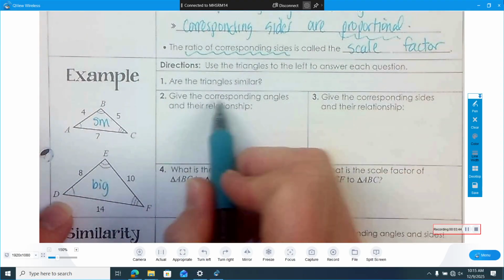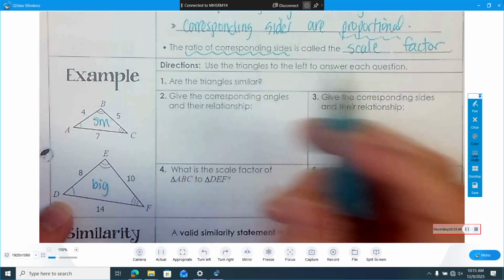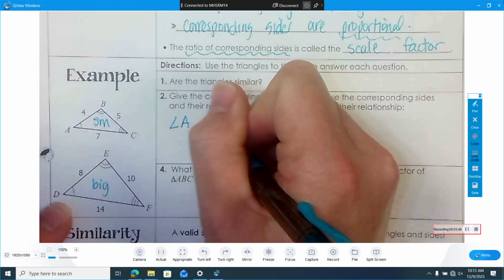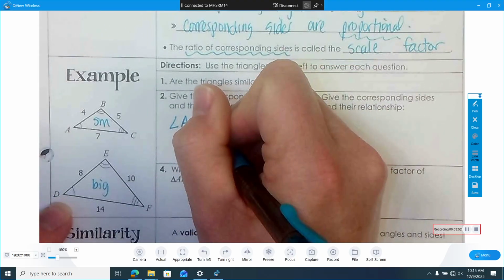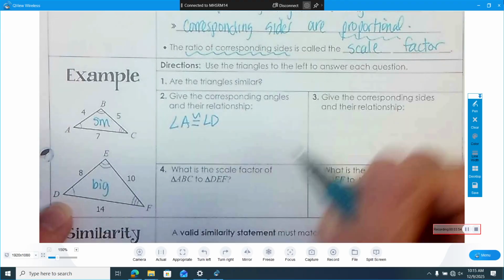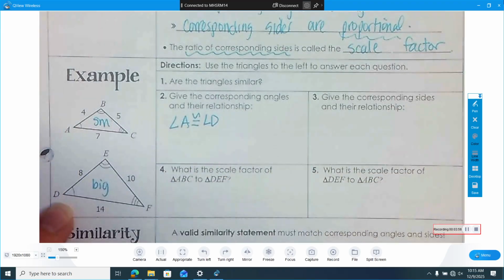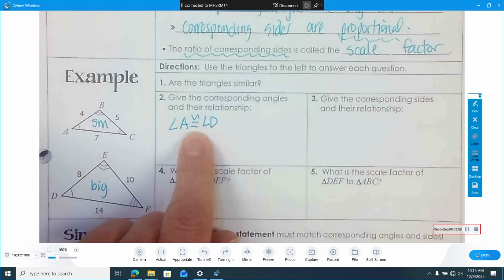So give the relationship of our corresponding angles. Angle A is congruent to angle D. That's what those arc marks mean. All right, this is a congruence symbol. It really just means that they're equal. It's an equal sign with a little squiggle on top. Call it a tilde. Okay.